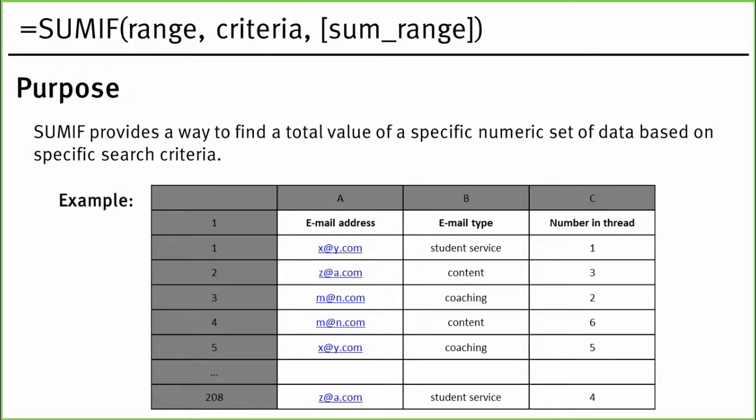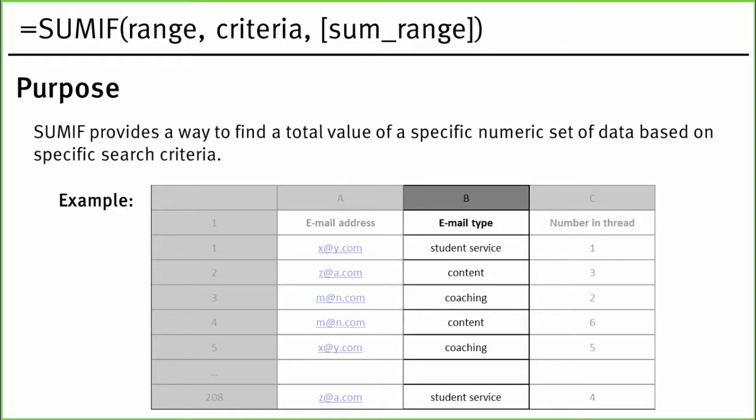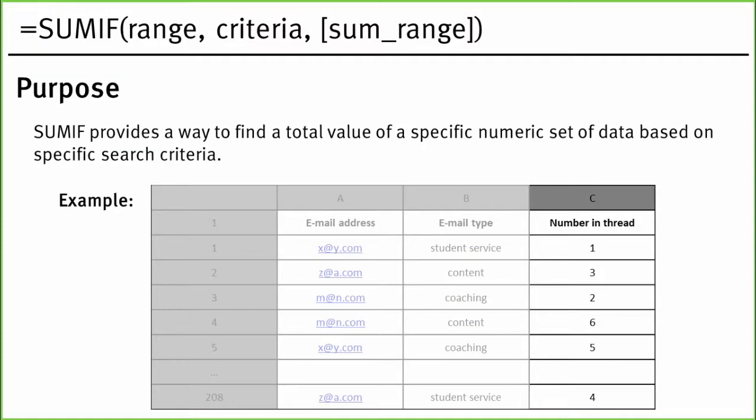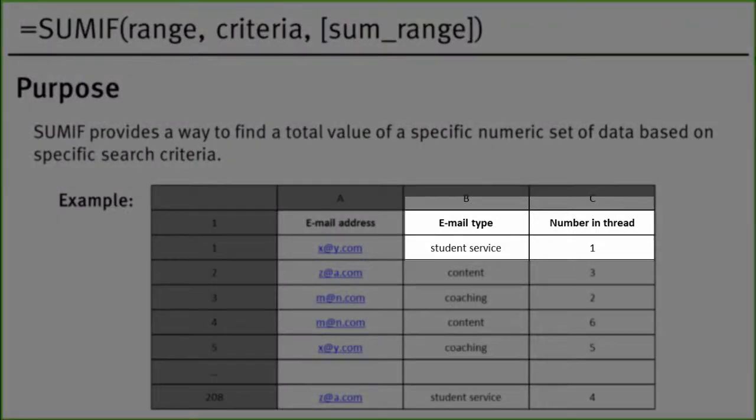For example, I was working on a project where I was tagging emails. So I had student email addresses in column A, the type of email that the student sent in column B, and the number of emails associated with that thread in column C. Well, SUMIF allows me to add elements of column C, the number of emails sent, but to find the sum specifically for the email type.